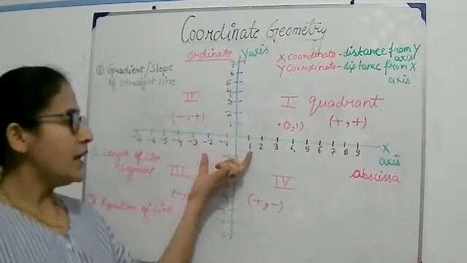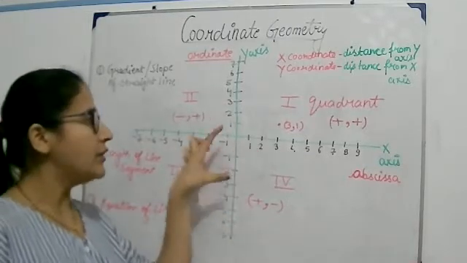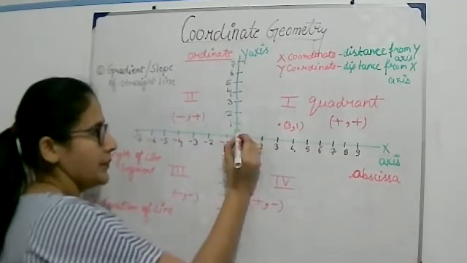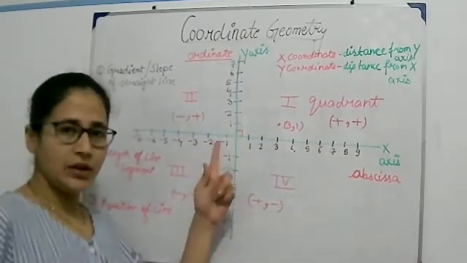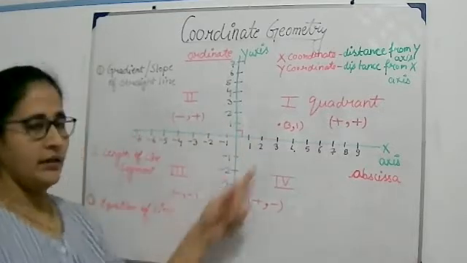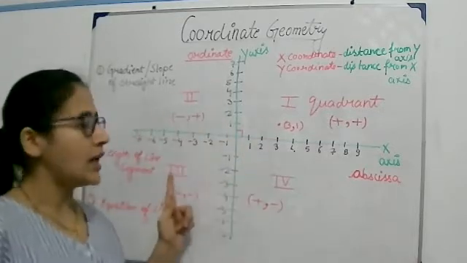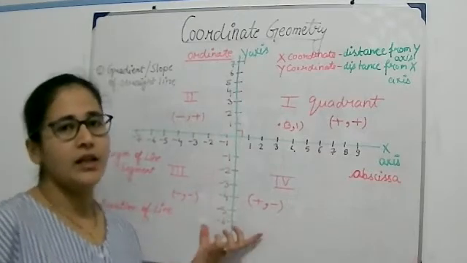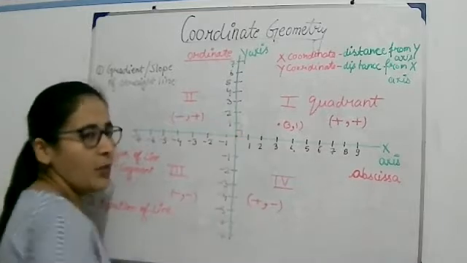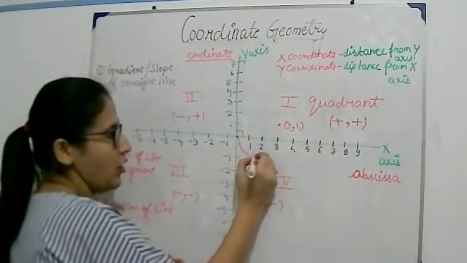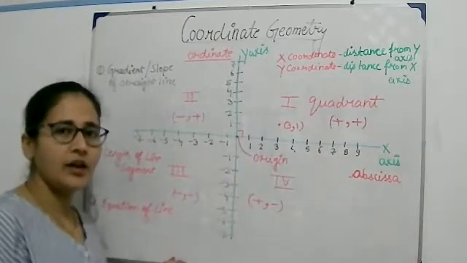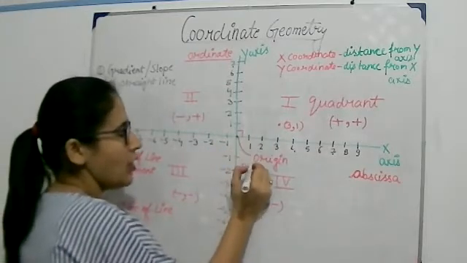When one horizontal number line and one vertical number line lie perpendicularly to each other, then it makes a plane. This plane is known as Cartesian plane. We call it coordinate system also. This point, the center point, is called origin of this Cartesian plane, where x and y coordinates are 0, 0.